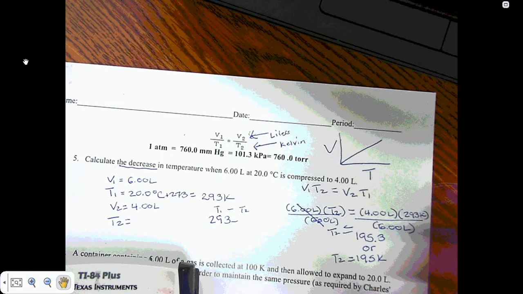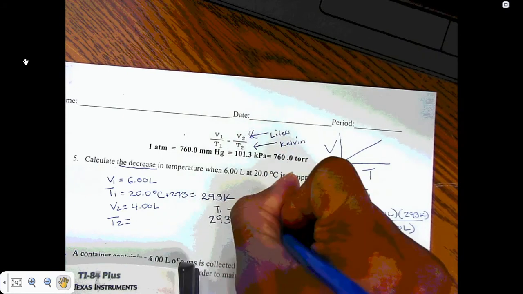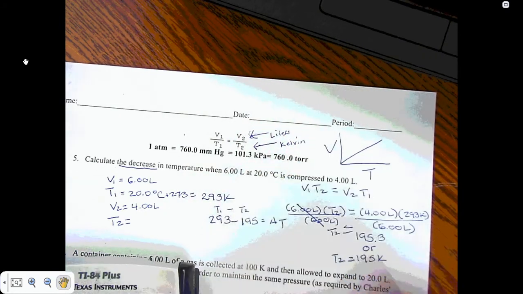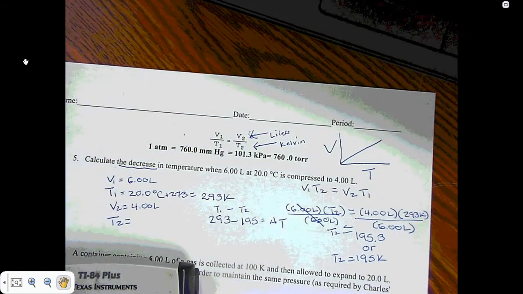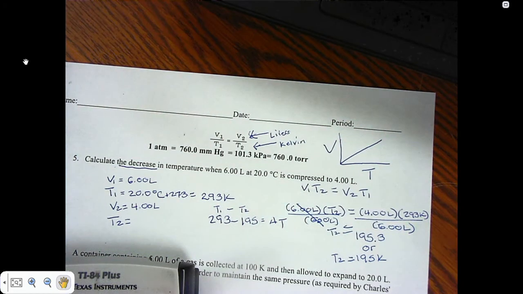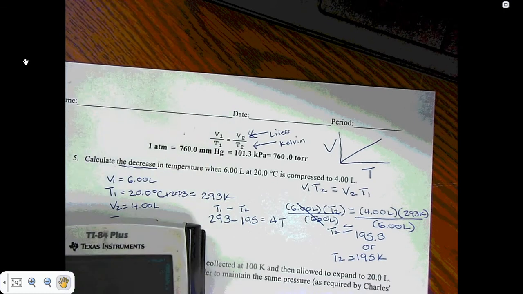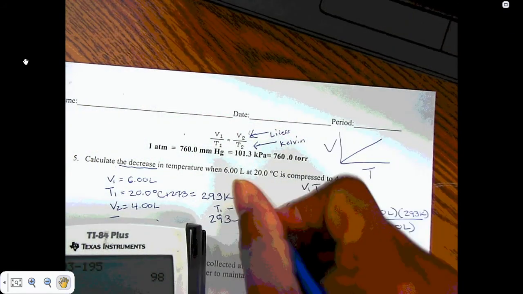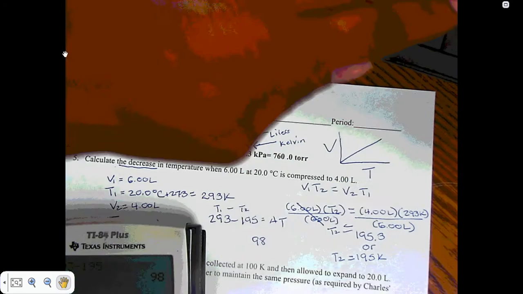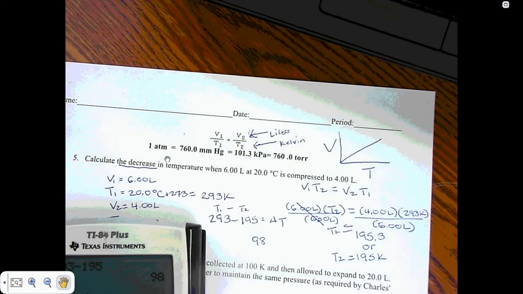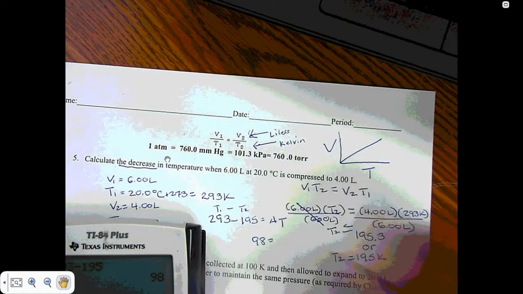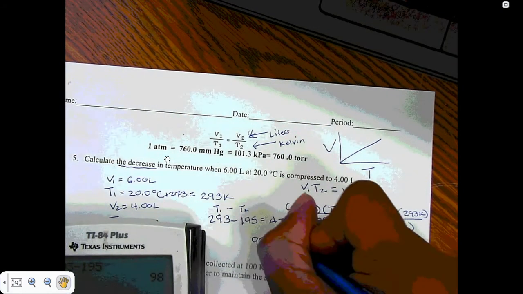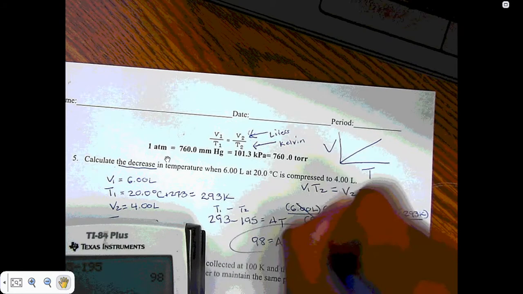which in this case is 195. And that will give us our delta T value, which is what they're trying to find. Delta meaning change, and T, temperature. So 293 minus 195 yields 98. So that is the decrease in temperature that is experienced. Remember, that's not the same thing as T2. T2 was this value. The answer that we're looking for is this one.